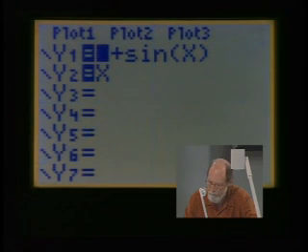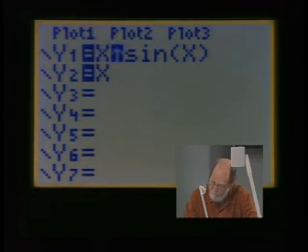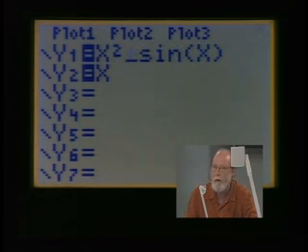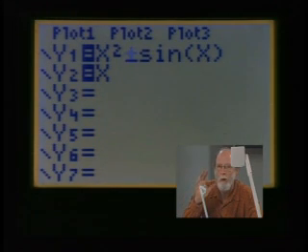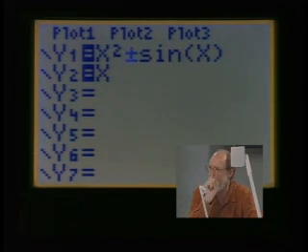Now watch this. Let me change this to be x squared. Now I'm adding a parabola's value. I'm adding sine x to a parabola's value.